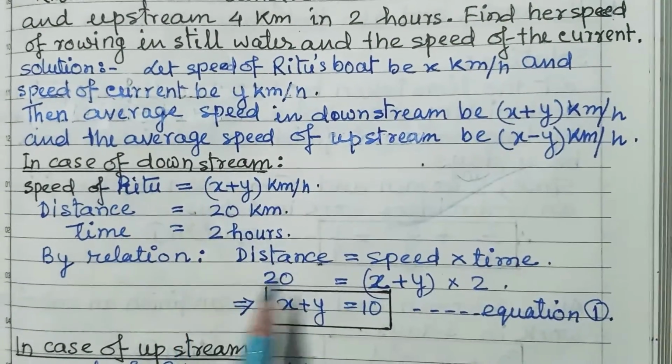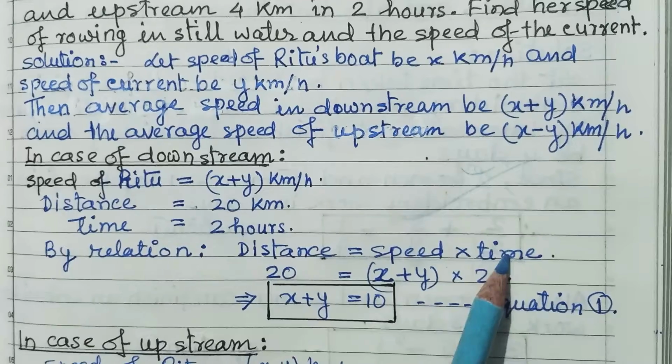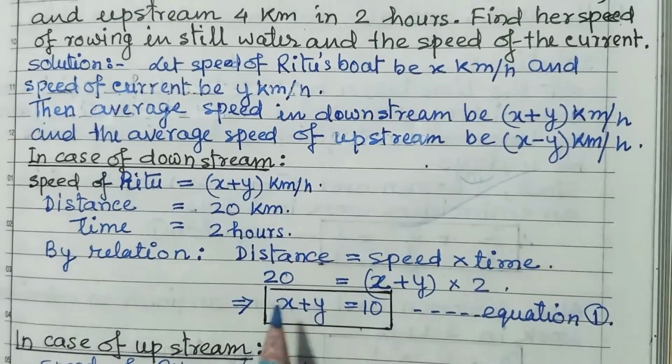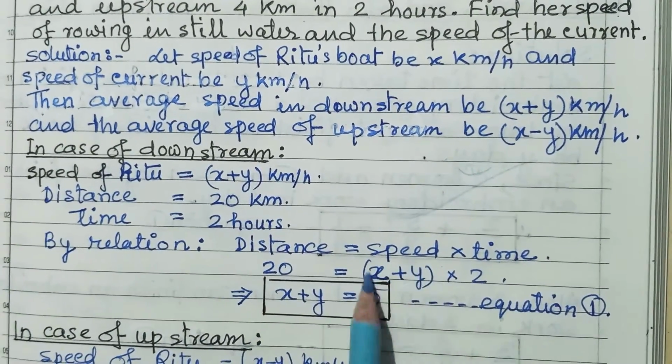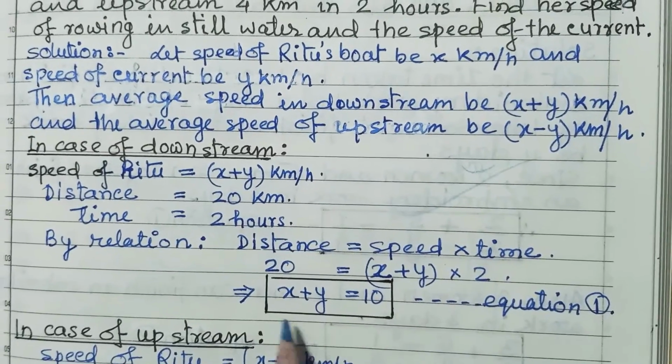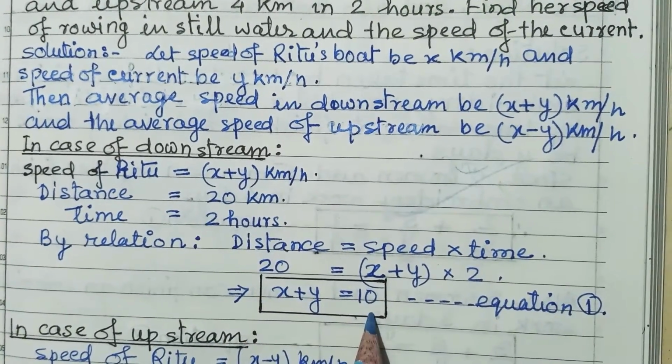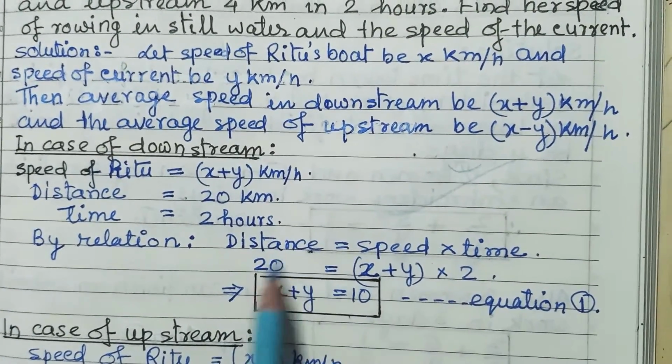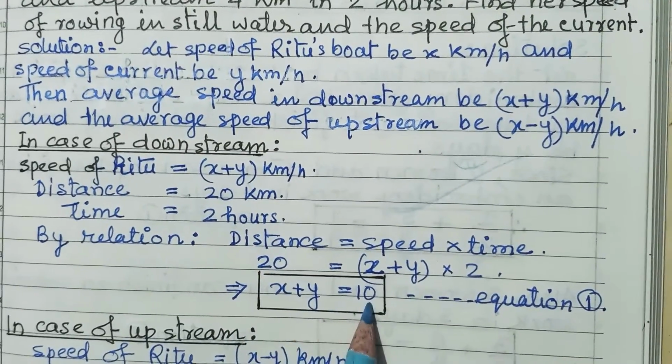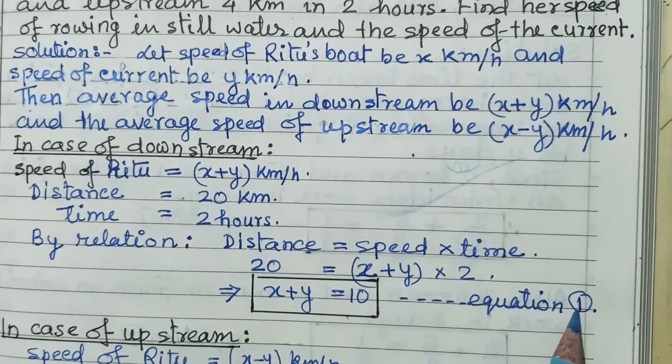Now we know that distance is equal to speed into time. So distance 20, speed this one, and time 2. So this equation is forming as, if you cancel by 2, it is 10. So x plus y is equal to 10. It is the first equation.